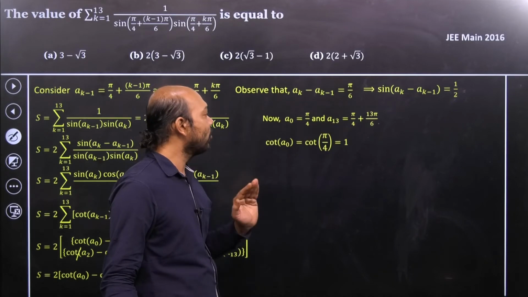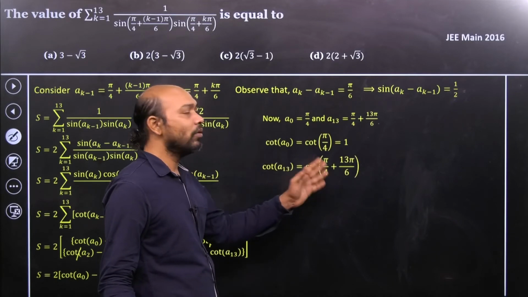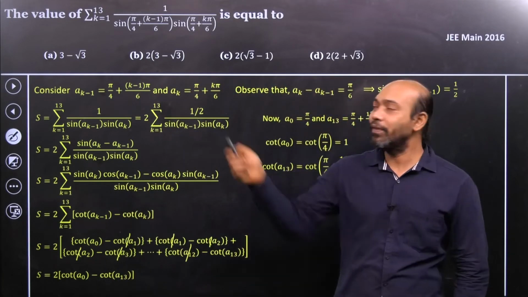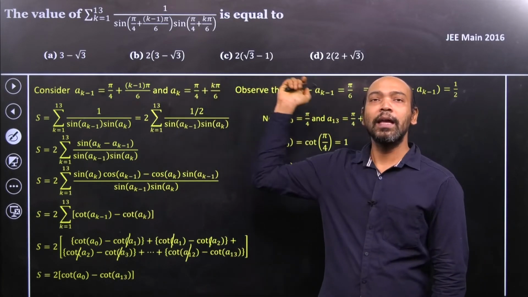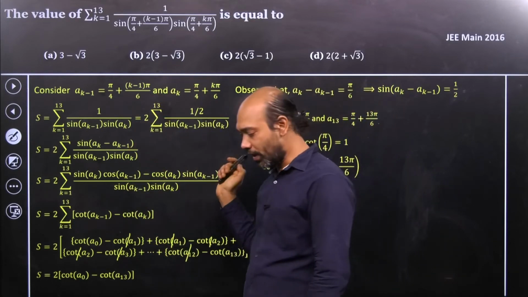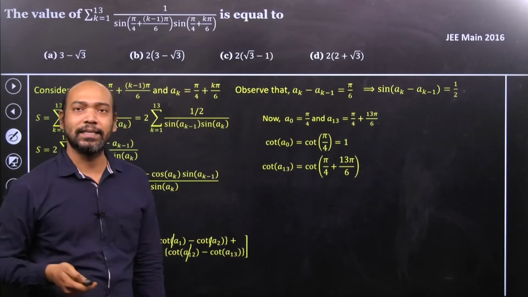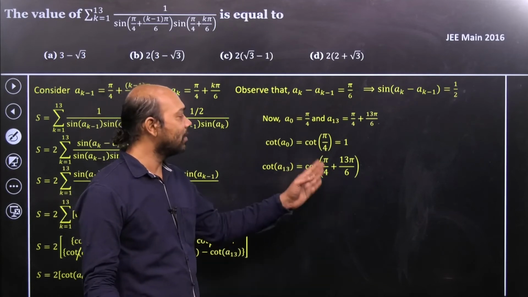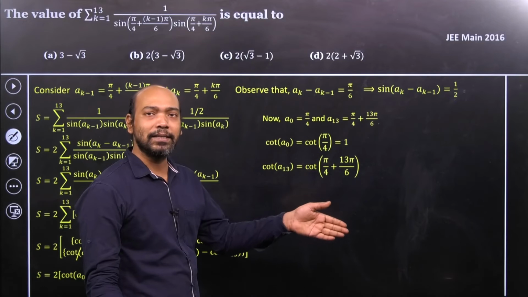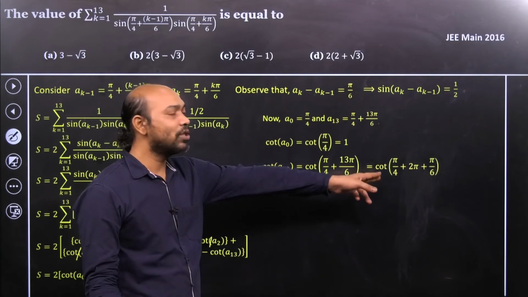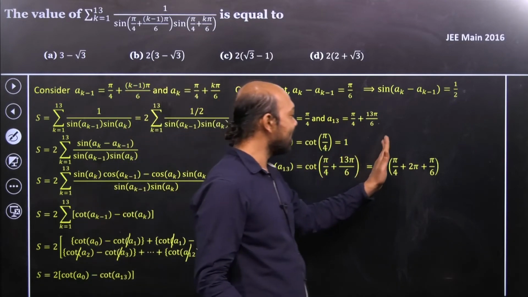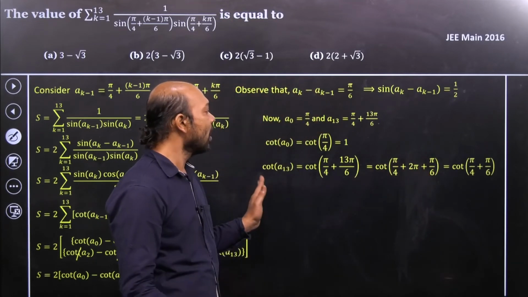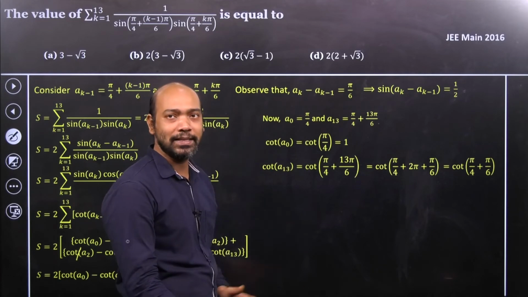Now we need to calculate cot a13. Cot a13 will be cot of pi by 4 plus 13 pi by 6. Yes, we can leave it as it is, but here we are looking for a numeric answer, so we cannot write cot pi by 4 plus 13 pi by 6 as the answer. If I look carefully, 13 pi by 6 can be written as 2 pi plus pi by 6. So it is 2 pi plus theta, where theta is pi by 4 plus pi by 6. Therefore this can easily be written as cot of pi by 4 plus pi by 6.